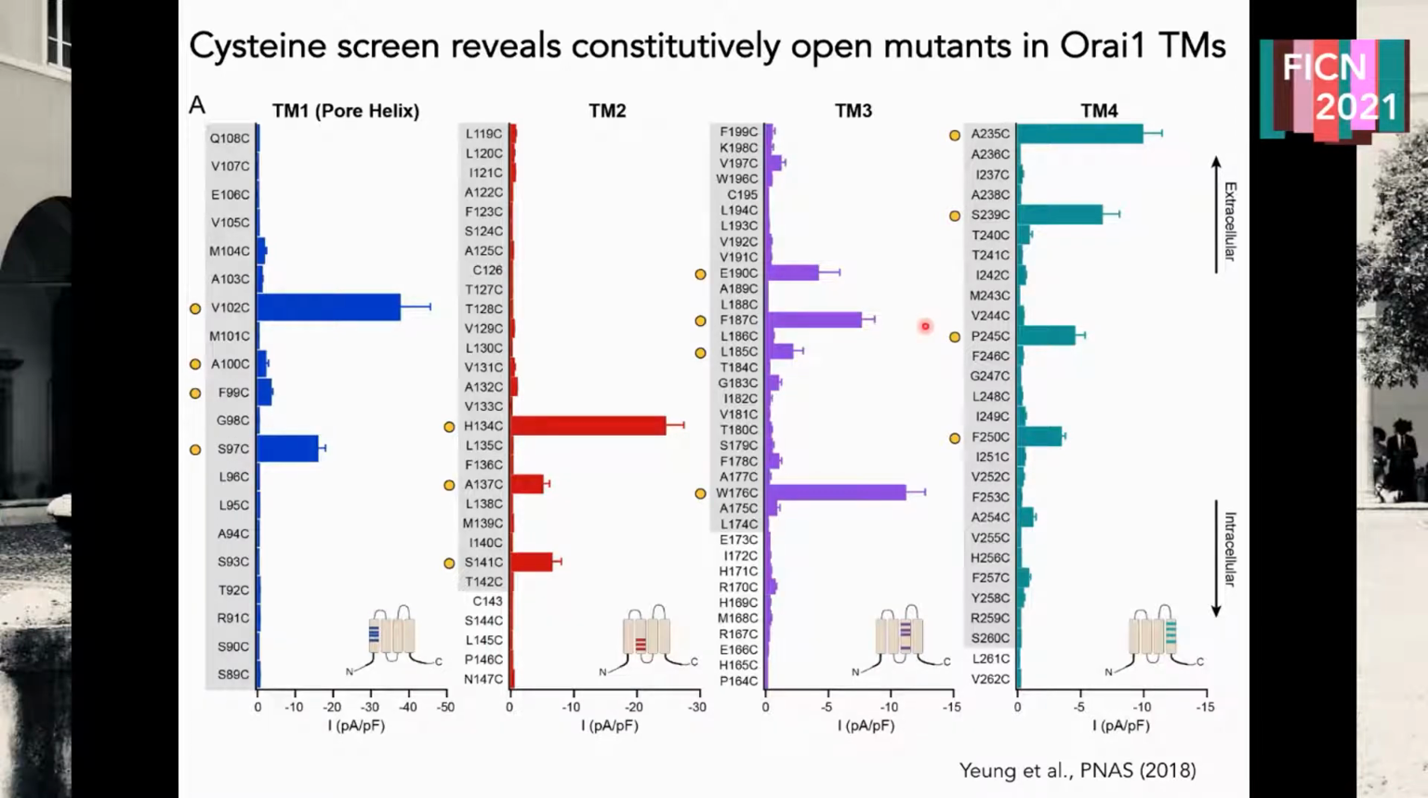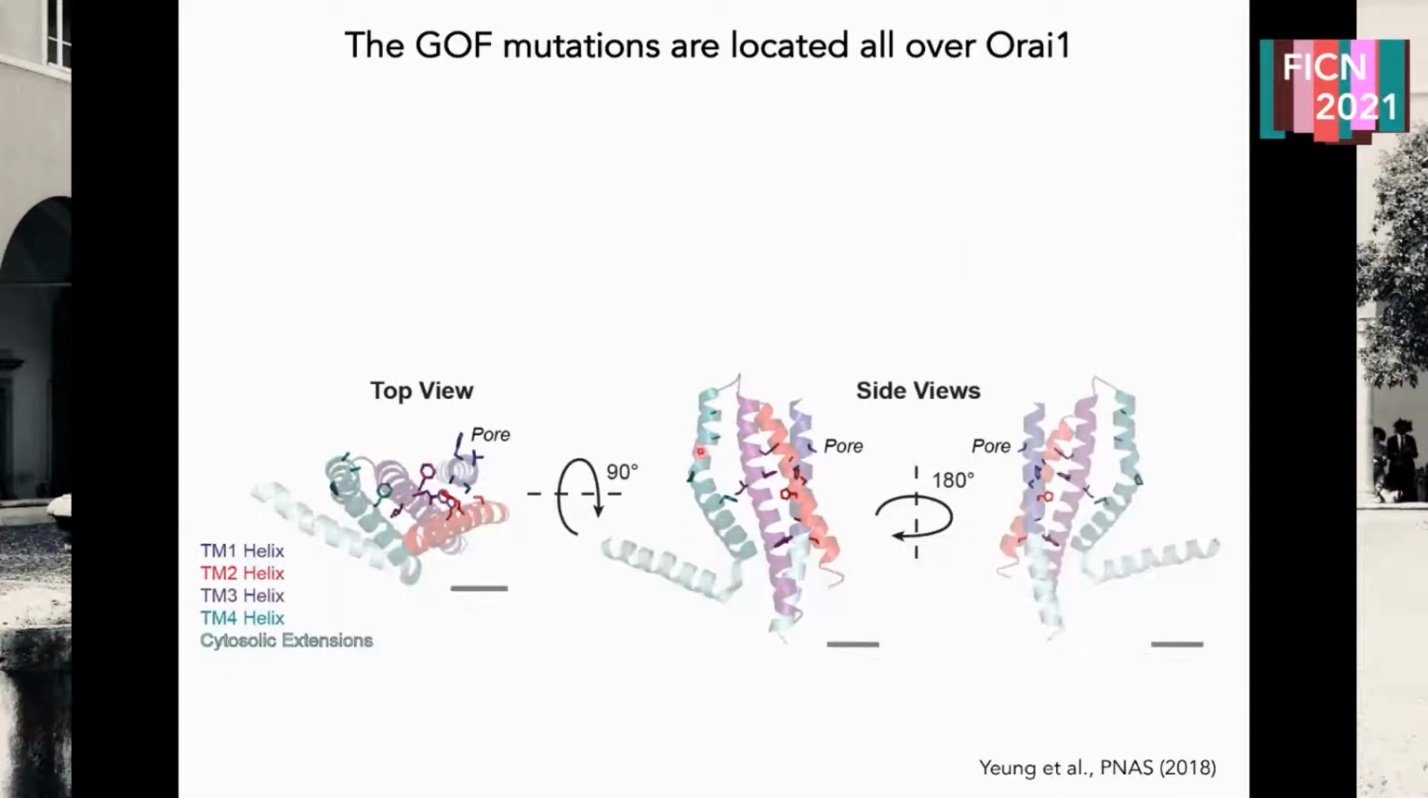And much to our surprise, what we found is that there were a very large number of mutations, highlighted in these yellow dots, that were all constitutively active, even in the absence of STIM1. And the interesting thing is, if you look to see where these mutations are located, some of them are located about 30 angstroms away from the ion conduction pathway, all the way in transmembrane domain 4. So somehow mutating these residues in transmembrane domain 4, very far away from the ion conduction pathway, seems to remotely switch the gate into the active configuration.